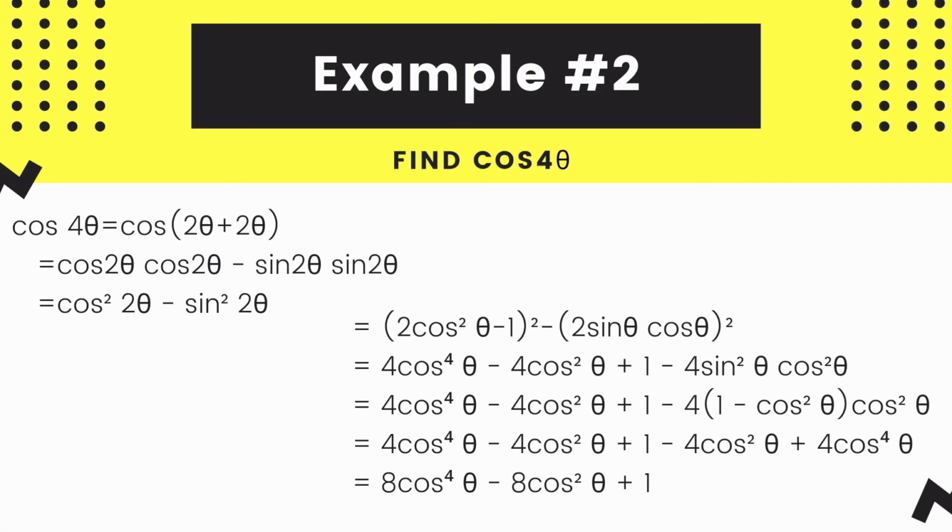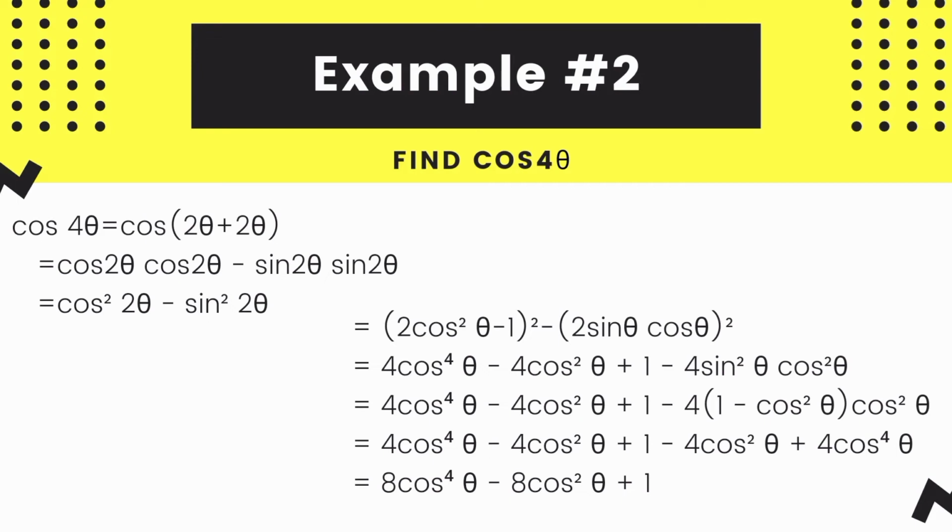Example number 2, find cosine 4 theta. Cosine 4 theta could also be written as cosine of 2 theta plus 2 theta. So cosine 2 theta times cosine 2 theta minus sine 2 theta times sine 2 theta is equal to cosine squared 2 theta minus sine squared 2 theta. So that's equal to 2 cosine squared theta minus 1 squared minus 2 sine theta cosine theta squared.